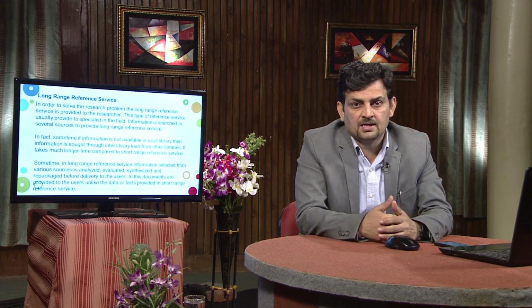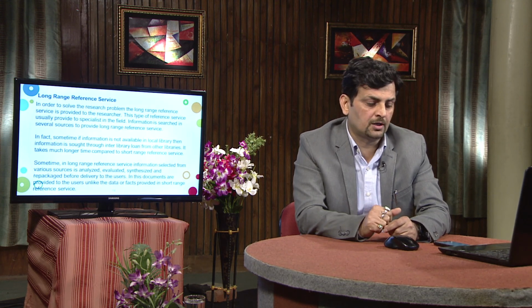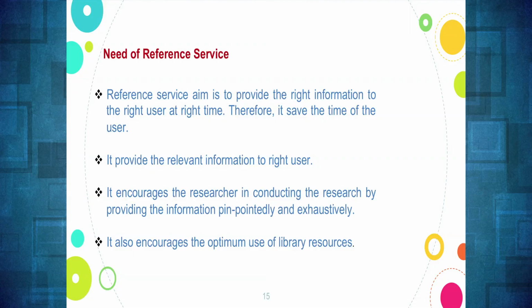But in long range reference service, we have to give the document, unlike the facts or figures which we provide in short range reference service. So, here document delivery is very important in long range reference service. So, now you need to understand why we need to provide a reference service in libraries.